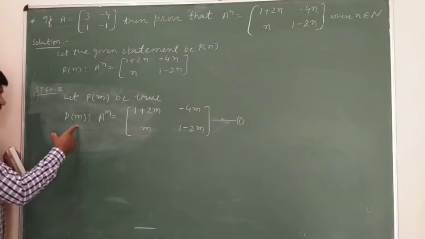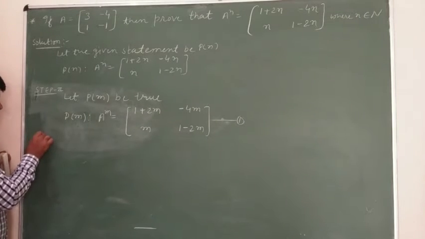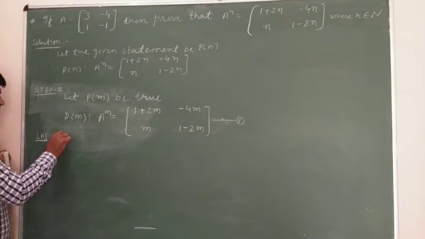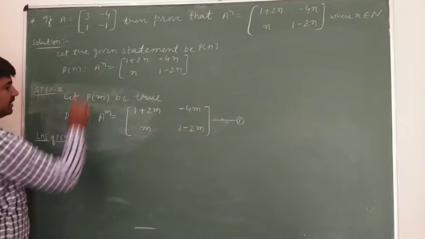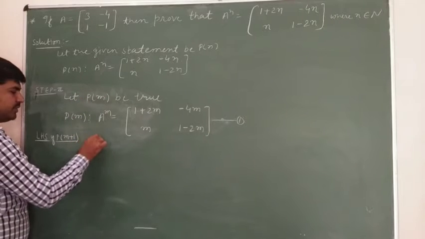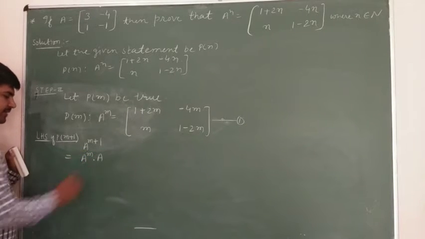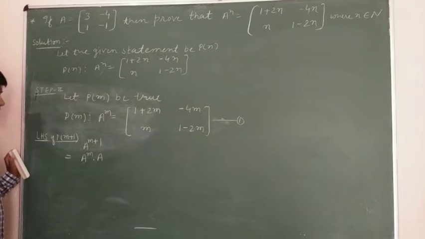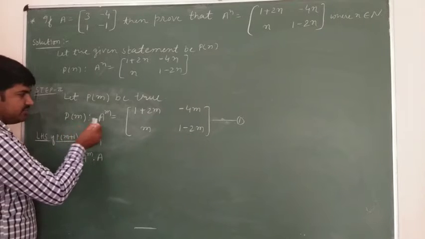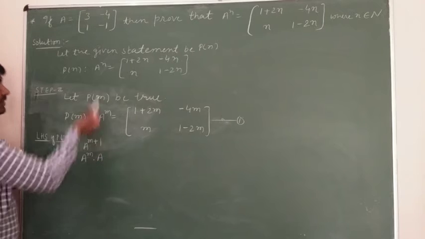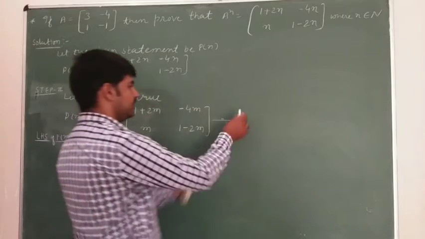Dear students, now using this Pm we have to prove Pm plus 1 true. So what will be LHS of Pm plus 1? LHS of Pm plus 1 will be A raised to the power m plus 1, and that can be written as A raised to the power m times A. Let us put the value of A raised to the power m from equation number first, where we have supposed Pm true, and put the value of A from the given value of A.